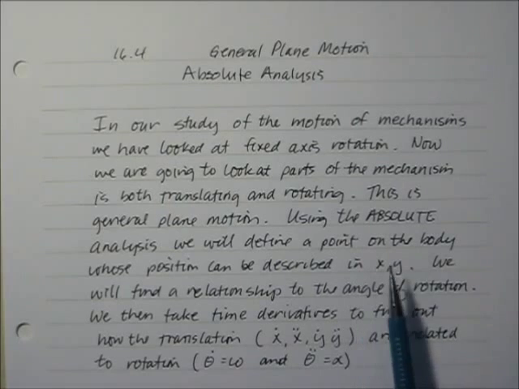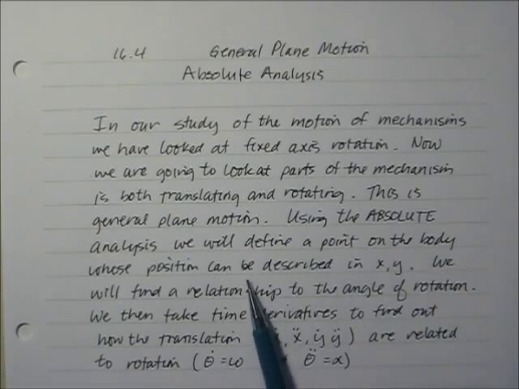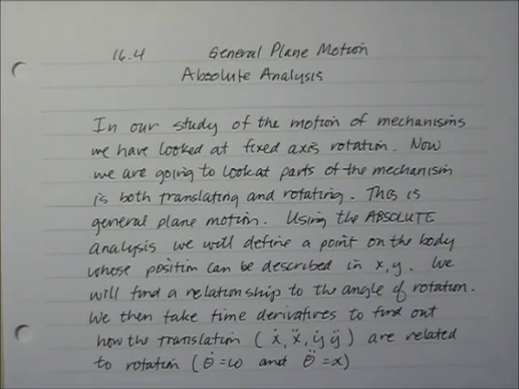Using that, we'll define a point on the body whose position can be described in x and y. Then we're going to find a relationship to the angle of rotation. Then we're going to take time derivatives of that translation and find out how they are related to the rotation. So we're going to try to find x dot, x double dot, or maybe y dot, y double dot, and find out how those are related to omega and alpha.